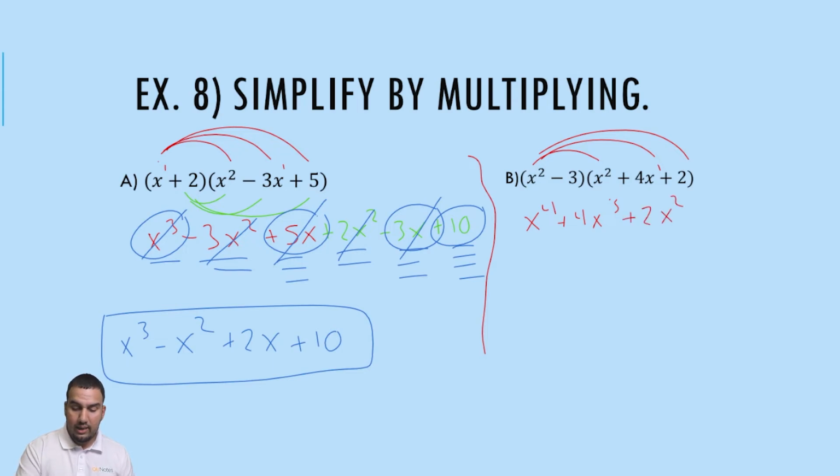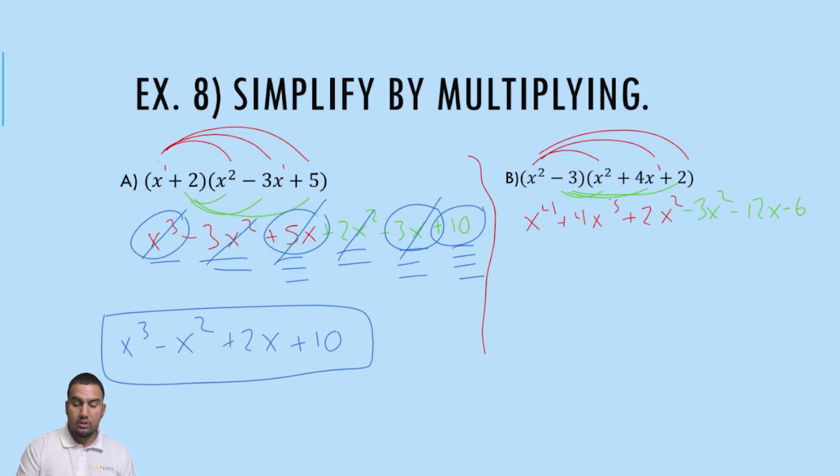Now, after I do that, I have to make sure I distribute all the ones on the bottom, so it's going to be negative 3x squared, or negative 3 to all of them. When I do that, this is what I get. I get minus 3x squared, minus 12x, and then minus 6.